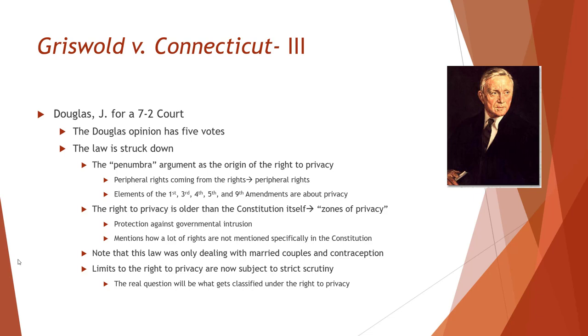So the key of the Douglas opinion is something that we learn as the penumbra. The penumbra of rights. What this means is that there are peripheral rights coming from certain rights. If you start looking at the elements of the 1st, 3rd, 4th, 5th, and 9th Amendments, they seem to be about privacy. So Douglas describes zones of privacy, protections against governmental intrusion. Justice Douglas goes out of his way to make something really more like the 9th Amendment argument that Goldberg makes, that there are a lot of rights not mentioned specifically in the Constitution. The way he gets at it is a little different than Goldberg, who focuses more on the 9th Amendment. Douglas says that these other amendments imply a right to privacy.